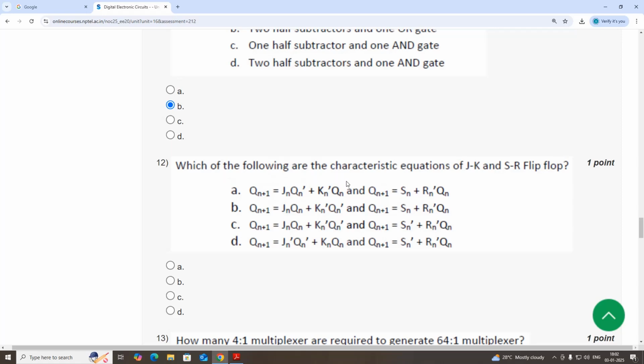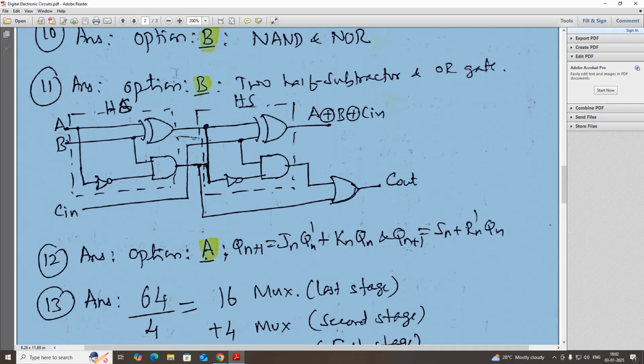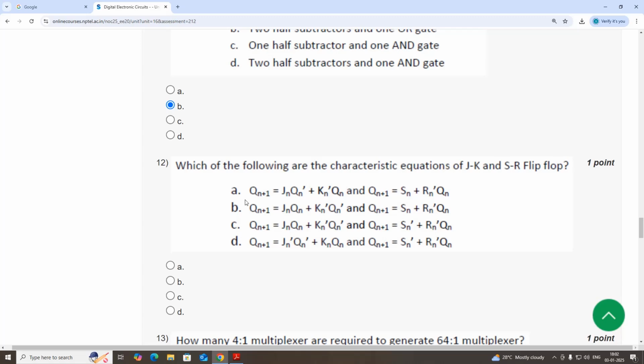Question number 12, which of the following are the characteristic equations of JK and SR flip-flop? For 12, option A: Qn plus 1 equal to Jn Qn bar plus Kn bar Qn, and for the SR flip-flop, Qn plus 1 equal to Sn plus Rn dash Qn. So it's option A.